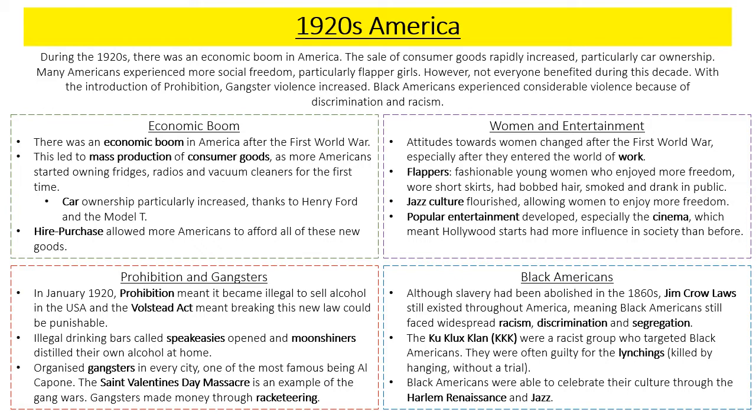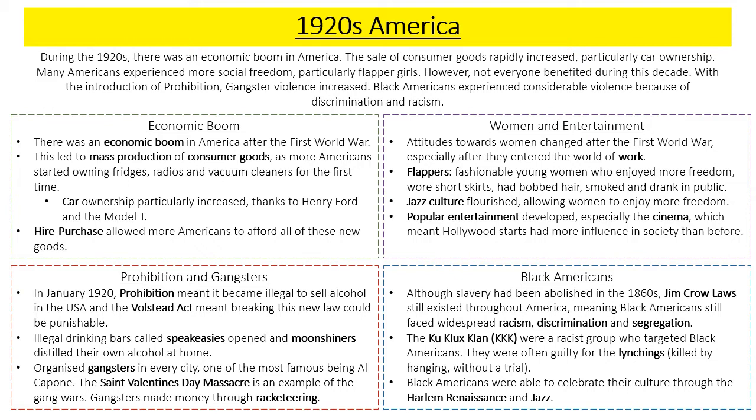We also see a group called the KKK, or the Ku Klux Klan, and this is a racist group who targeted Black Americans throughout the country, and they were often guilty of something called lynchings. Remember, lynching is when a Black American could be killed by hanging without a trial by someone in these groups. It is important to remember that Black Americans were able to celebrate their culture in the 1920s for the first time.